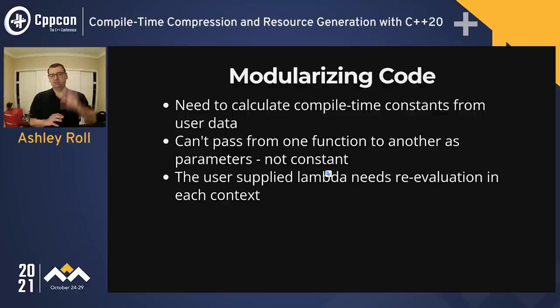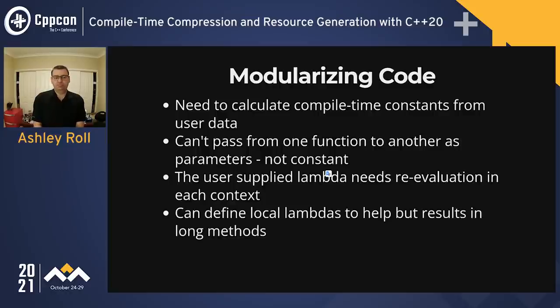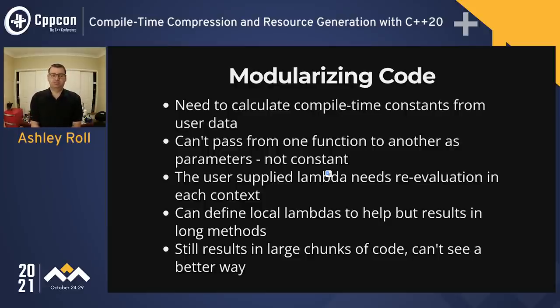So if you're breaking your code up into, you know, compute character frequency, and then, you know, compute Huffman tree, that sort of thing, you will end up evaluating the user supplied lambda multiple times, and perhaps the compilers are smart enough to memoize that and not do that work multiple times, but I'm not sure. We can define local lambdas inside a function to sort of contain code and give names to pieces of code so that we can sort of modularize in that way. But that does lead to very long methods. And unfortunately, I don't think there is a better way to make that work.